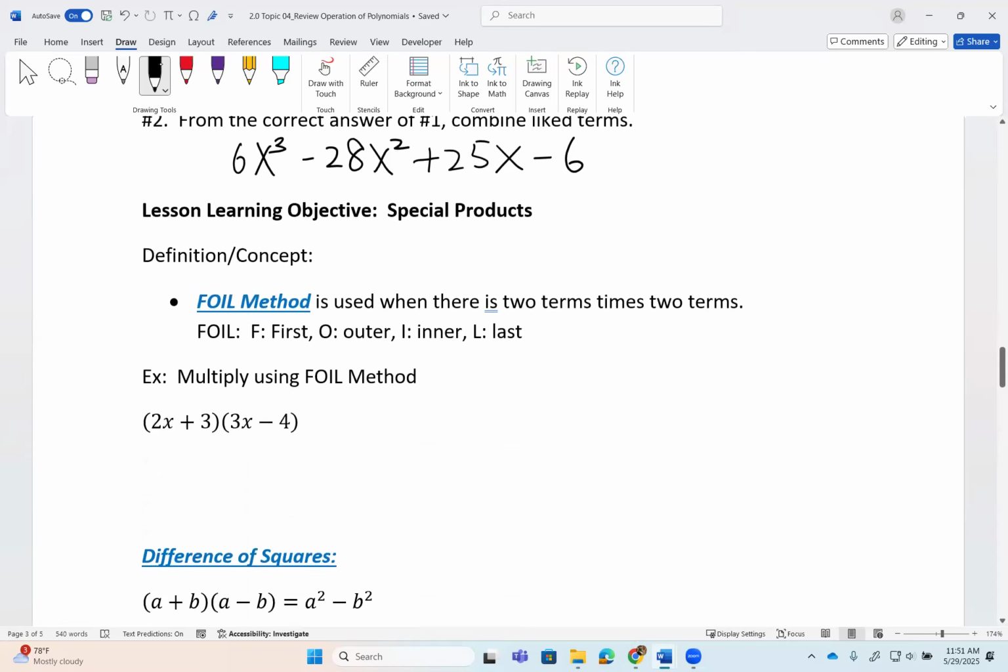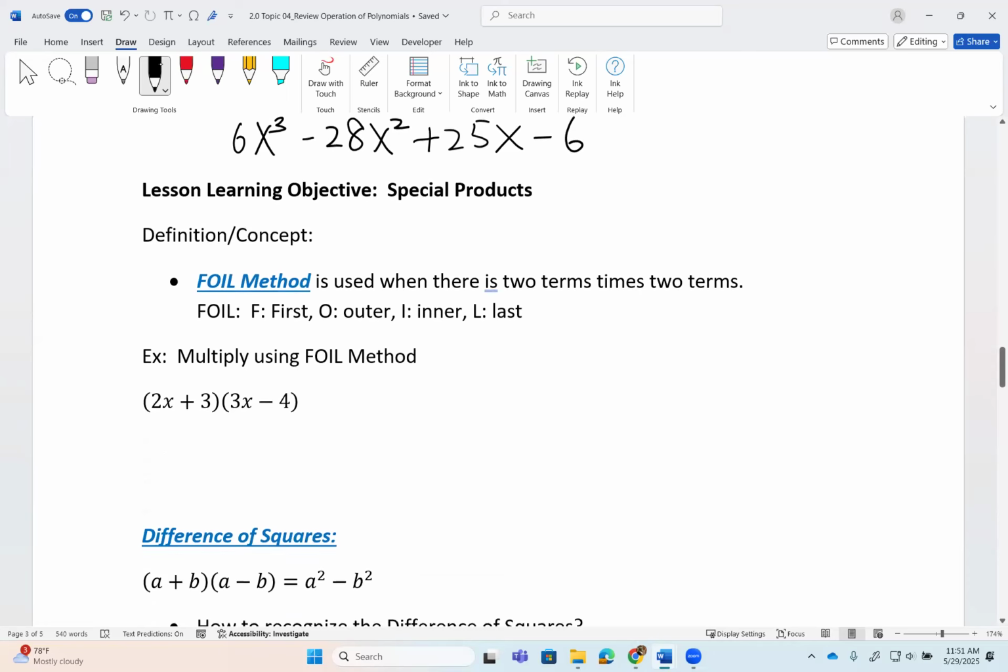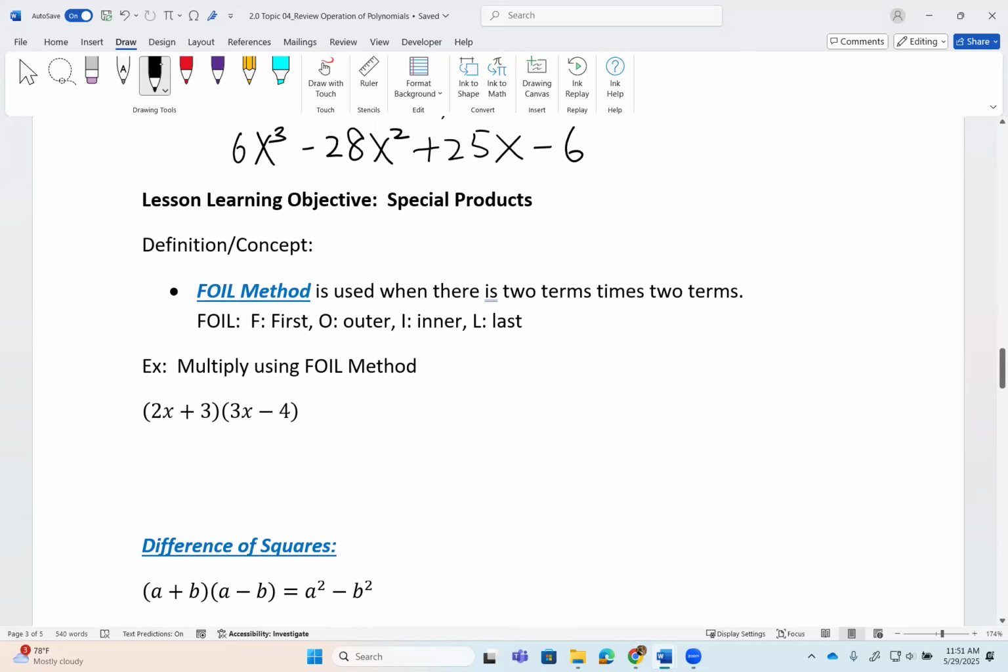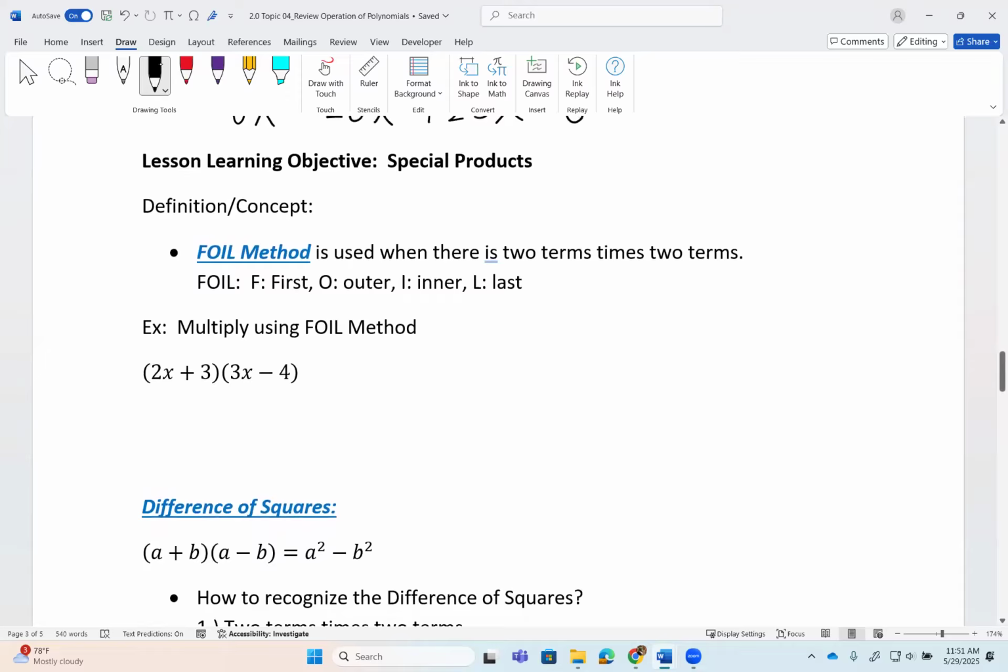All right, let's take a look at what are called special products. Special products are meant to be done simply by looking at them. The first one I want to review here is called the FOIL method. The FOIL method is only used when we have two terms times two terms. FOIL stands for first, outer, inner, and last. So I'm going to write this example here on the side. This is just like what we did with the multiplication of polynomials, except this time it's two terms times two terms.